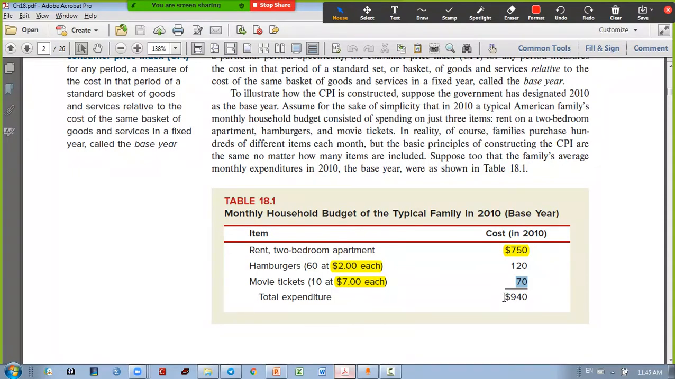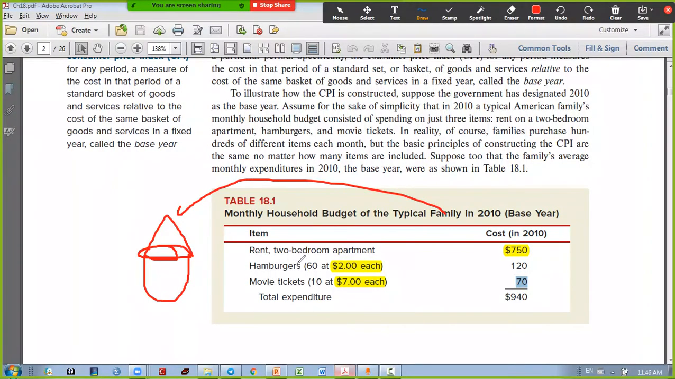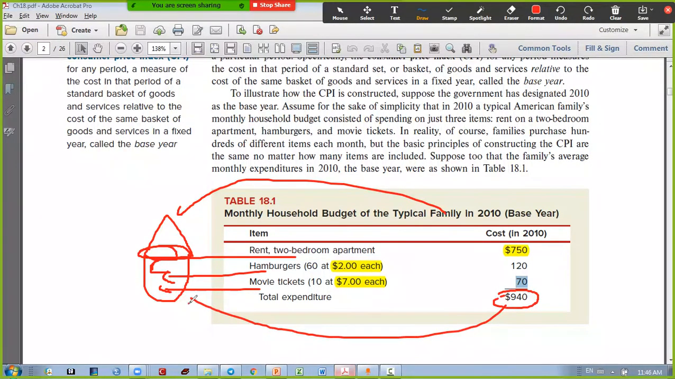So the basket for this family is one apartment, hamburgers, and movies. Only three products. This is the total cost that they pay every month in 2010. Every month, January, February, March, they pay that amount, because they buy the same amounts and we suppose the price does not change during the year.